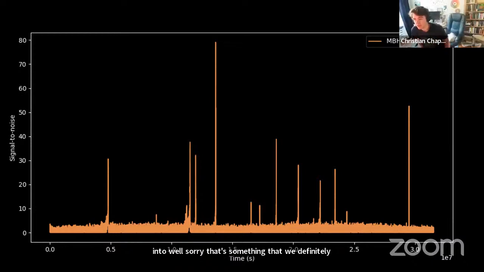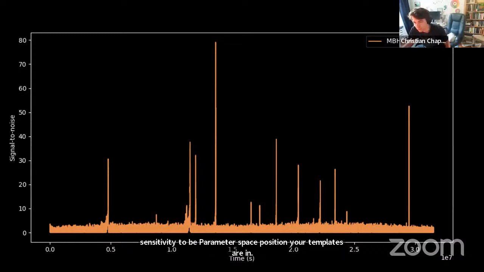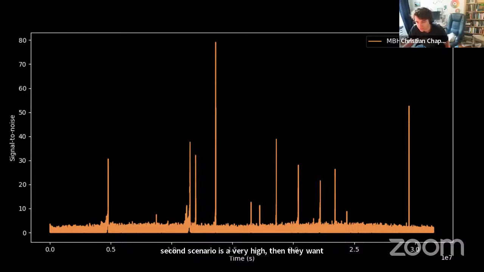Okay, yeah, thanks. It's just because I was wondering about the sensitivity to the parameter space position that your templates are in. If that is not strongly correlated with the true parameters of the signals, but the signal SNRs are very high, then they will have narrow posteriors, and so the positions in parameter space where your template bank is returning high likelihood might be quite far away from the truth, which is maybe a little bit problematic.